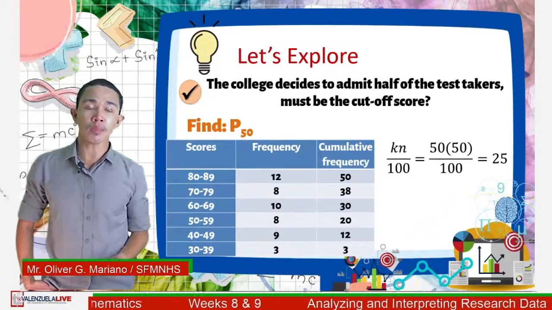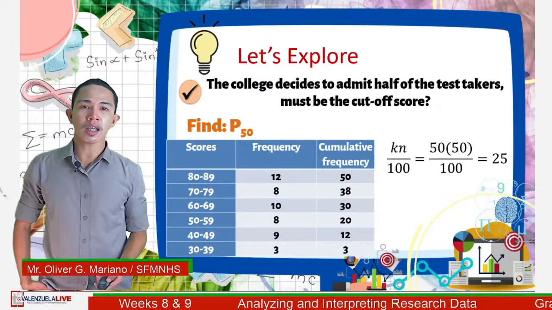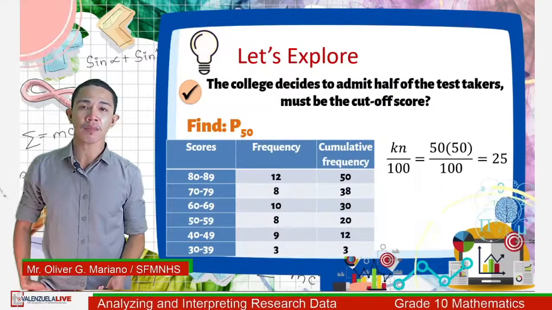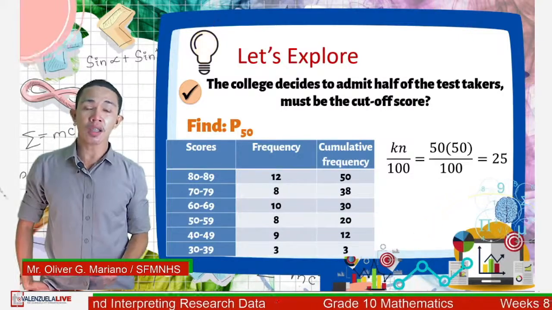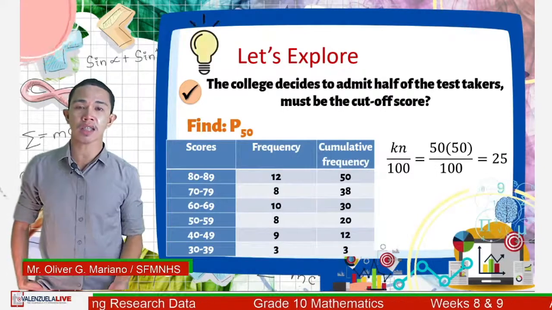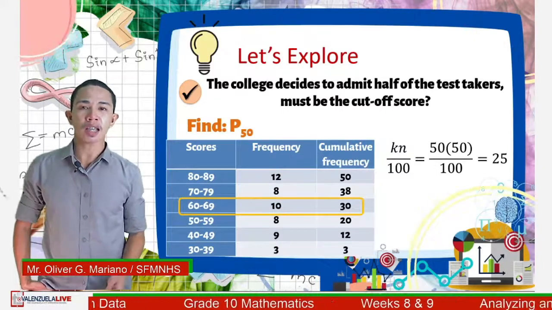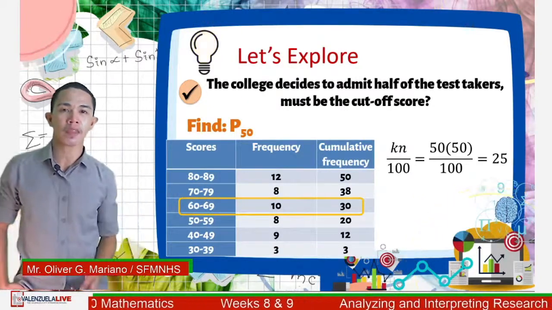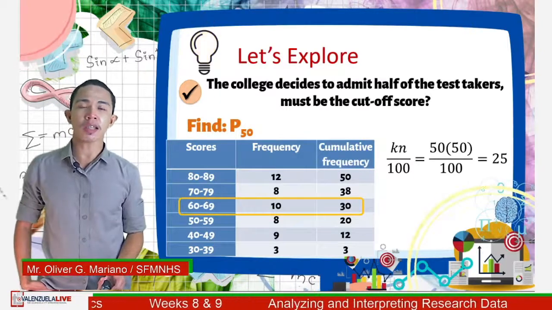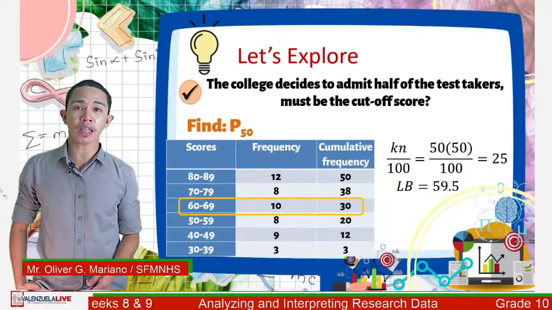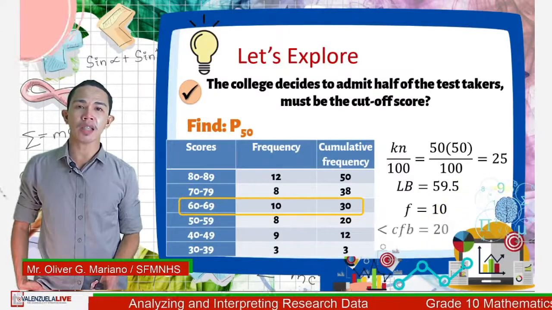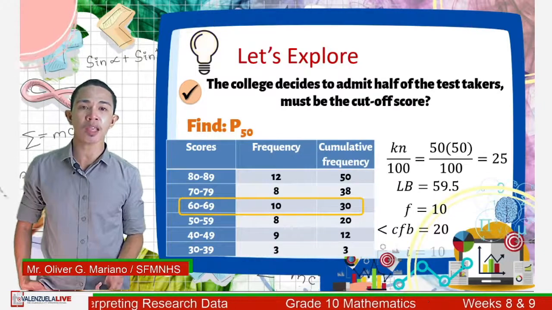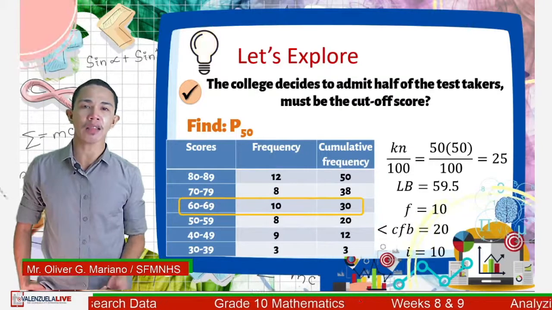Now, looking at the cumulative frequency, the nearest value to 25 that's greater than 25 is 30. And that is on the class 60 to 69. Meaning to say, the class 60 to 69 contains the 50th percentile. From this, we can also identify that the lower boundary is 59.5, the frequency is 10. The less than cumulative frequency before this class is 20, and class size is 10.